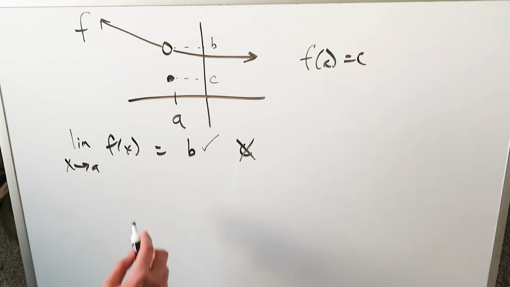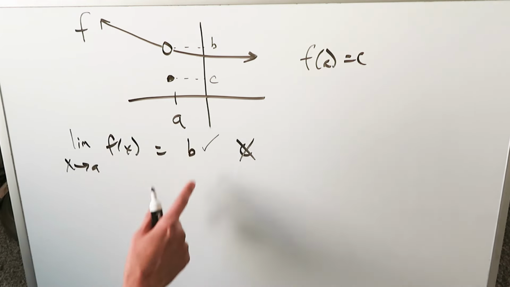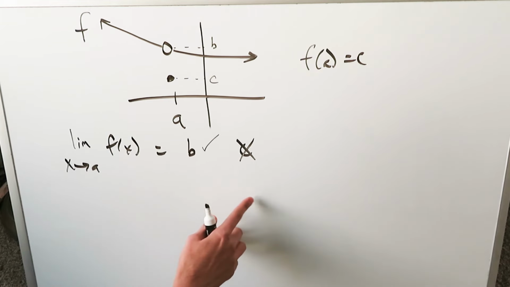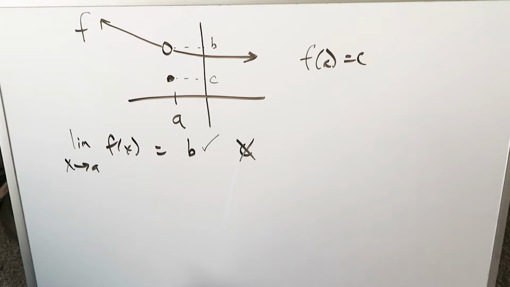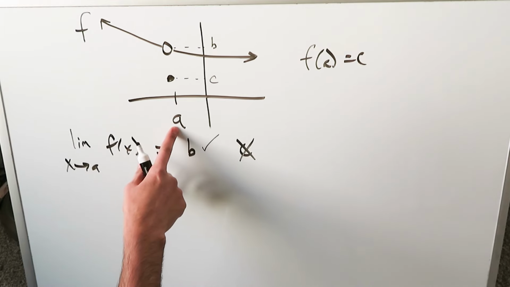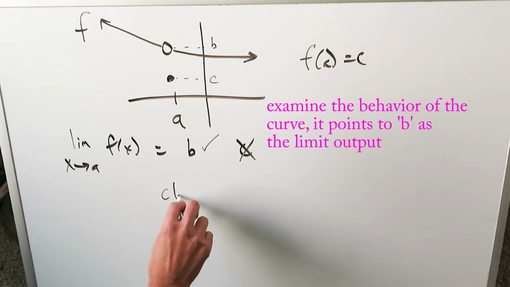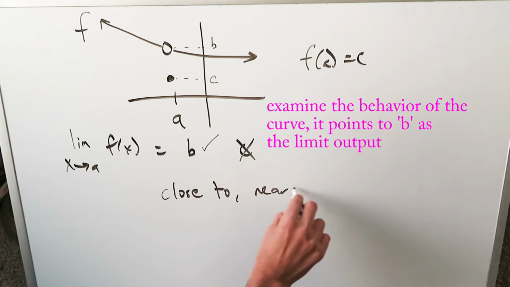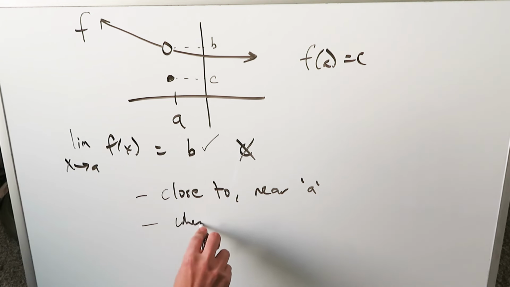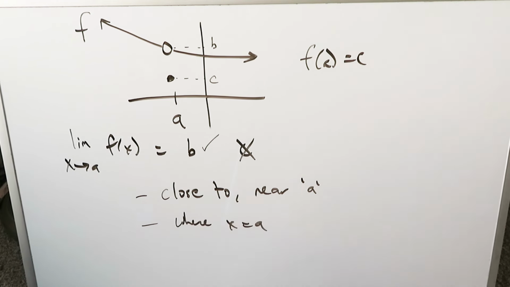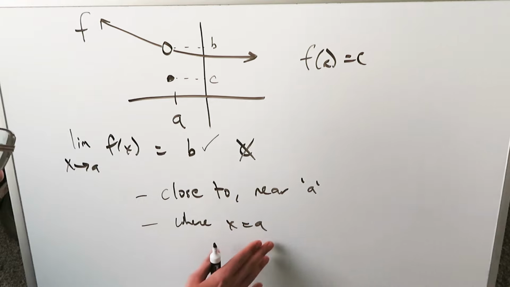The reason for that is you want to consider those values of x as they're approaching from the left and approaching from the right to this value a. You want to consider those values which are close to or near a. You do not want to consider those values which are a, where x is equal to a. You don't do your limit evaluations as this.